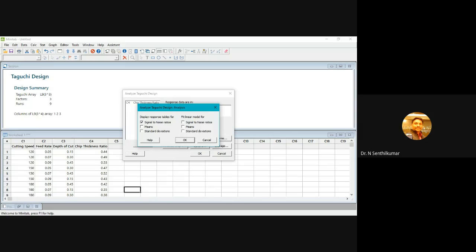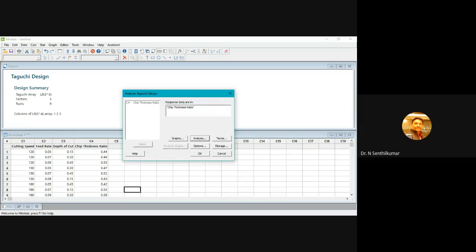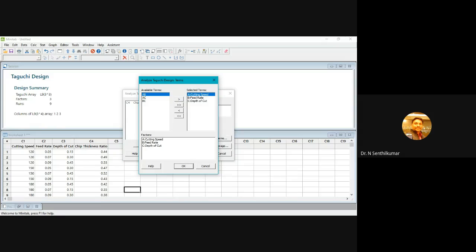Then what is this term? Fit linear model for. I will tell this at the last. Then terms. This is where Pradeep sir is asking about why we are choosing L9, L18, L27. Here you can see the selected terms are A, B, C. This is the interaction effect. But in L9, I cannot select that. Okay, so I am going to move on with the selected terms of A, B, C.